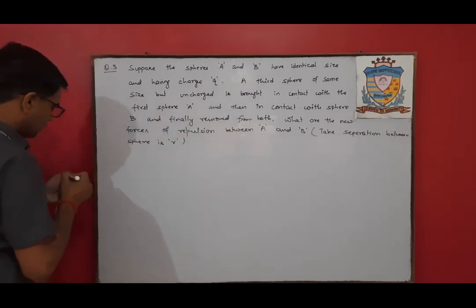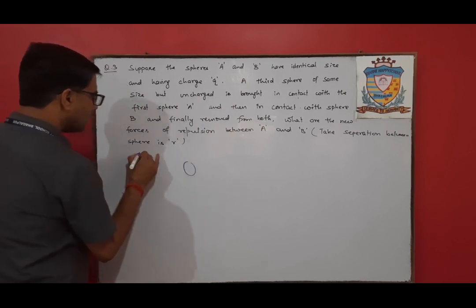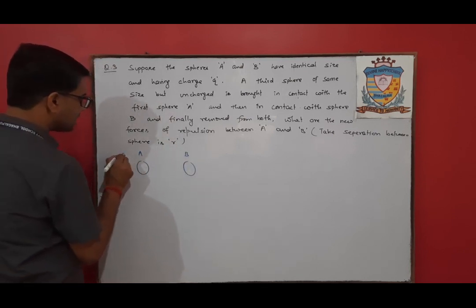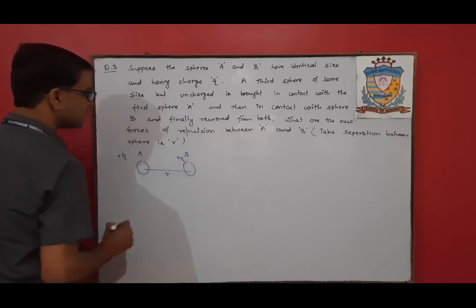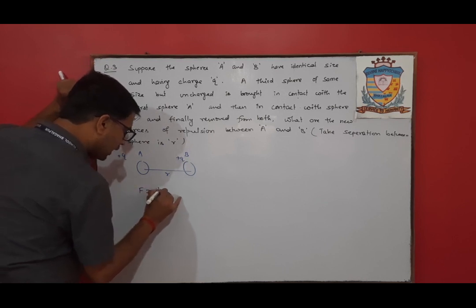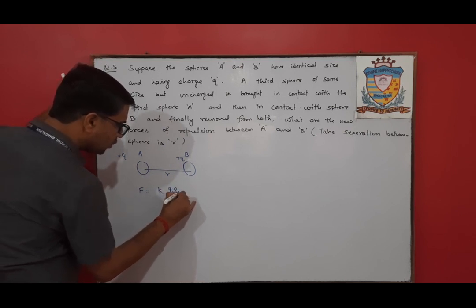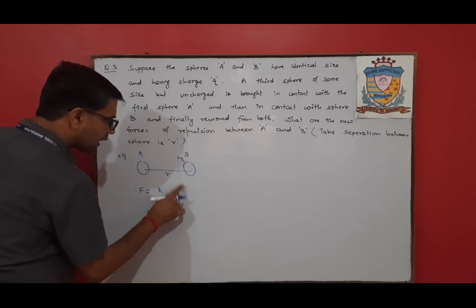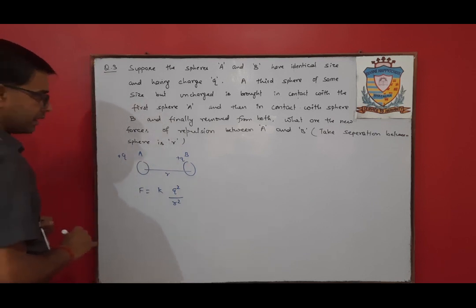So first, suppose sphere A and sphere B both have the charge plus Q and they are separated by a distance R. At that time, F is equal to K, that is 1 upon 4 pi epsilon naught, Q1 Q2 upon R square, or if both are equal, this becomes Q square upon R square. Clear?